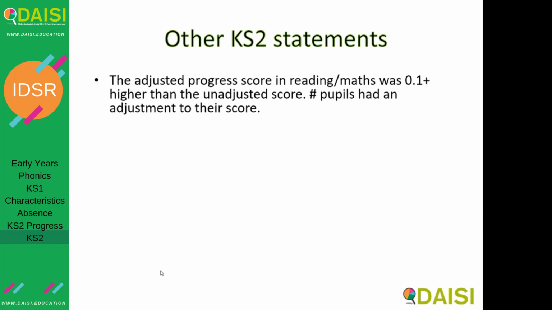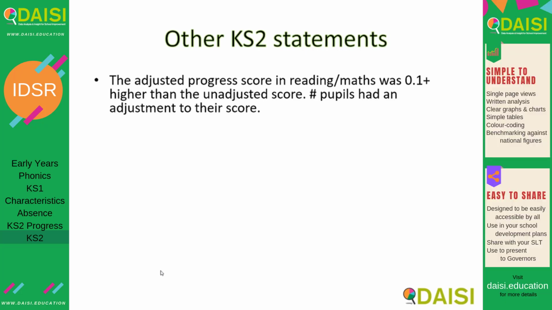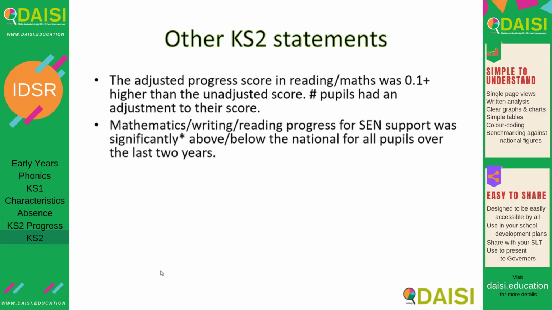There are some additional Key Stage 2 statements. If your score has been adjusted, in other words, your pupils have met and gone below that minimum threshold that you can get for progress, and if it's made a change to your school score of at least 0.1, then this will be recorded. So your adjusted progress score in reading or maths was 0.2 higher than the adjusted score. 3 pupils had an adjustment to their score.